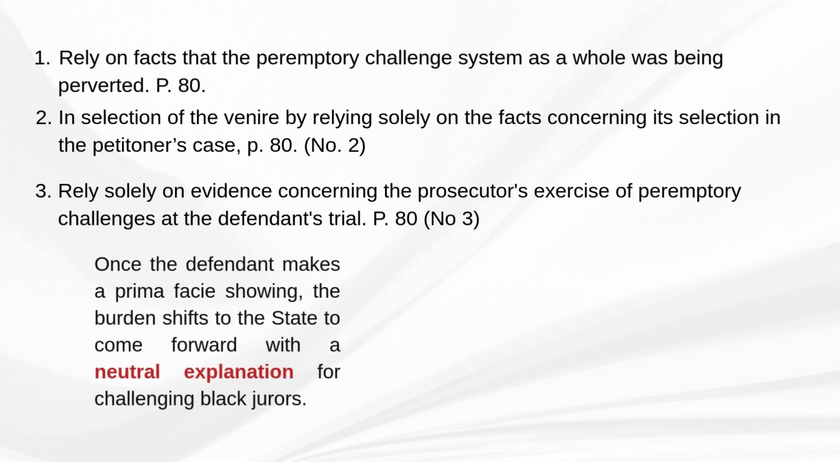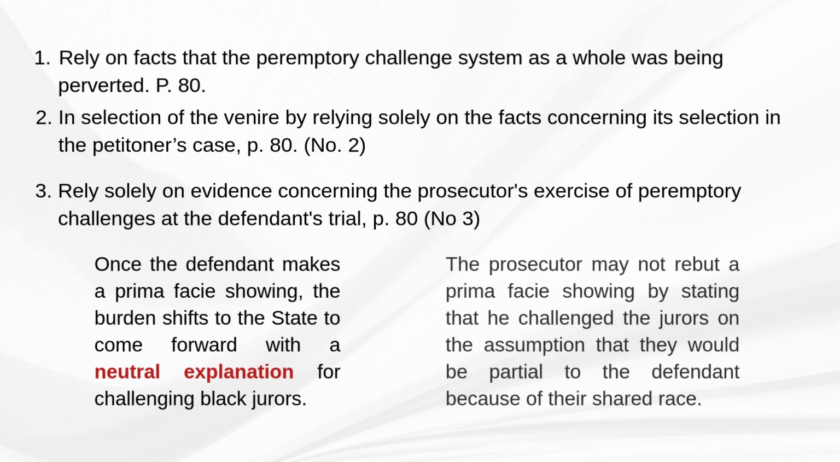Once the defendant makes a prima facie showing, the burden shifts to the state to come forward with a neutral explanation for challenging Black jurors in this case. The prosecutor may not rebut a prima facie showing by stating that he or she challenged the jurors on the assumption that the jurors would be partial to the defendants because of their shared race.